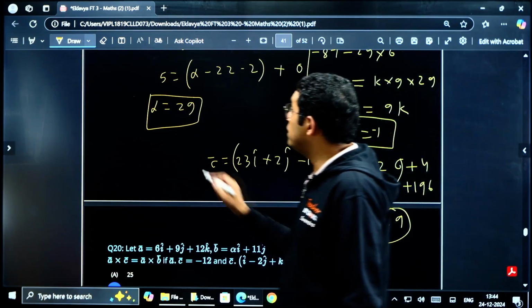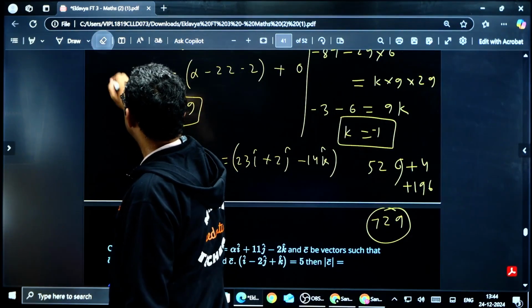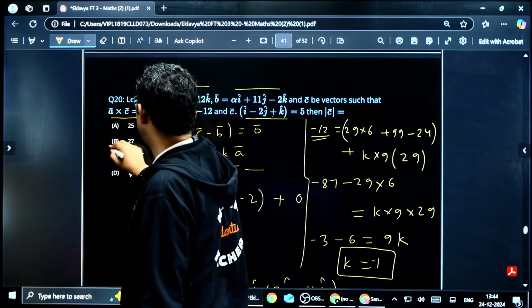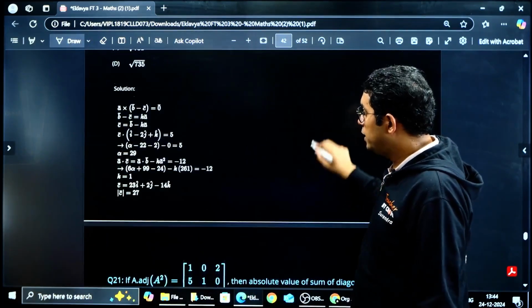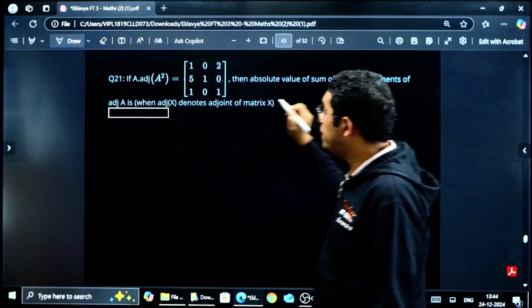So mod of C will be equal to 27. That is B option. Okay. So question number 20 is done. Here 27. Now coming to question number 21.